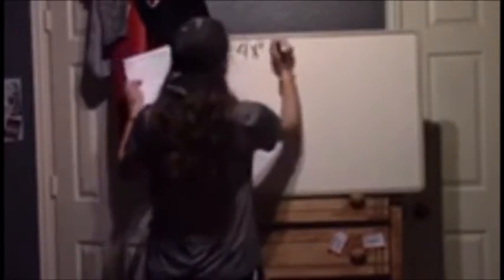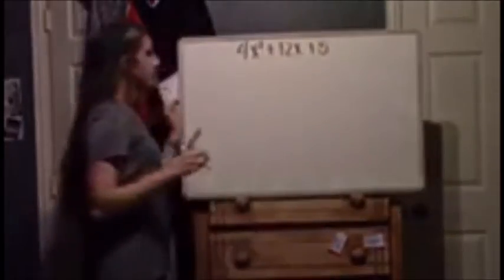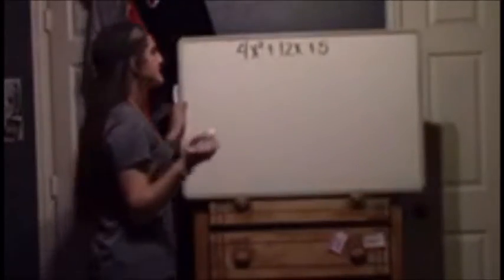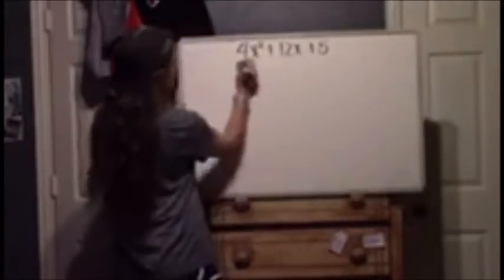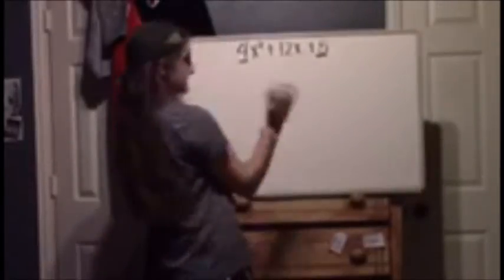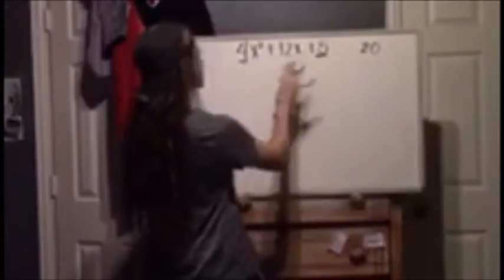So this next one is going to be 4x squared plus 12x plus 5. So this one, you can't group them right away. So what you're going to do is take this number and multiply it by this number, and that's going to be 20. And it's a positive 20 because there's no negatives.